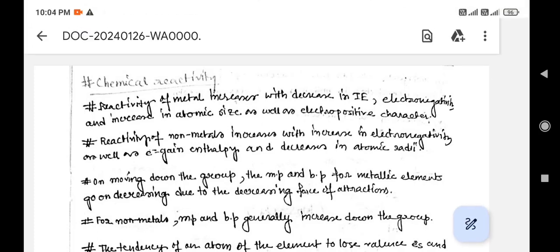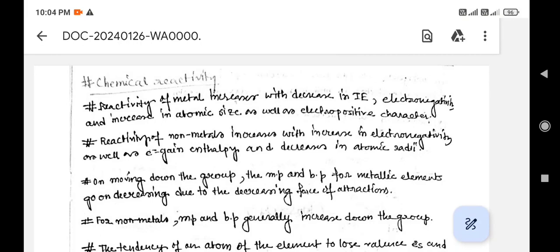So reactivity must be inversely proportional to ionization energy and electronegativity. When ionization energy and electronegativity increase, reactivity obviously decreases. And always remember, the reactivity of a metal increases when atomic size is high, so it is easy to remove electrons and produce a cation. And obviously the reactivity of a metal increases with electropositive character. Electropositive character is also the same, that is by removal of electrons.